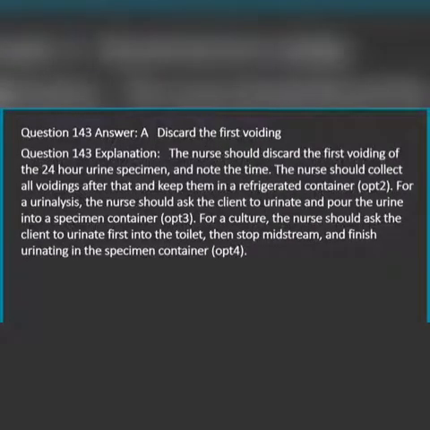Question 143. Answer: A. Discard the first voiding.